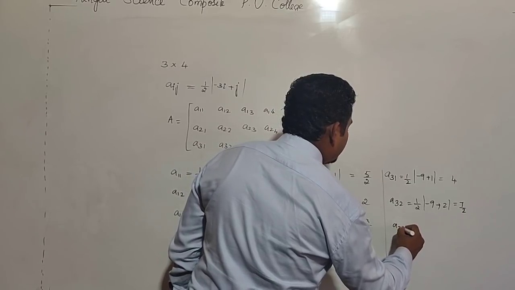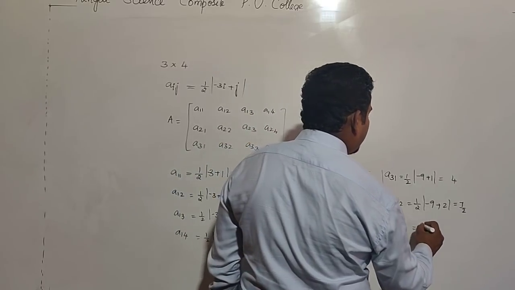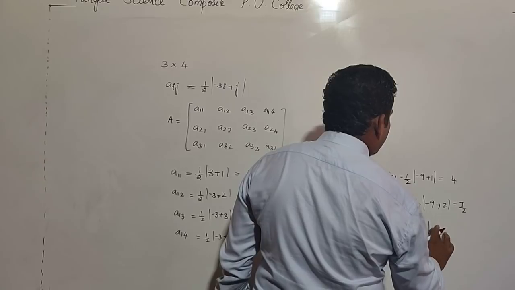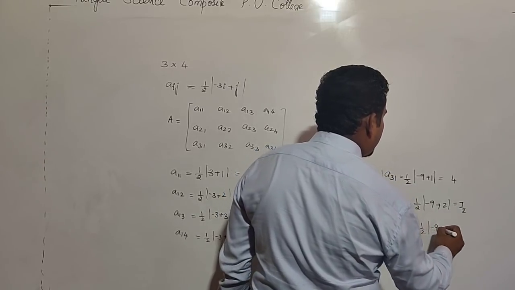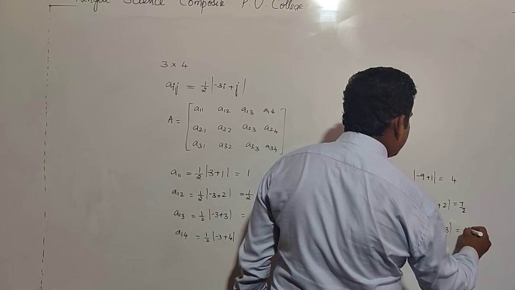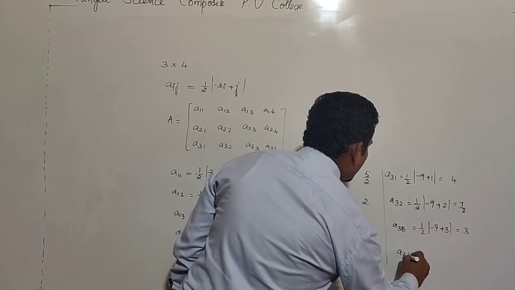Next element A33. Replace i value 3, j value 3. It will be 1 by 2 times modulus of minus 9 plus 3. Modulus of minus 6 divided by 2 is 3. Modulus value is positive.